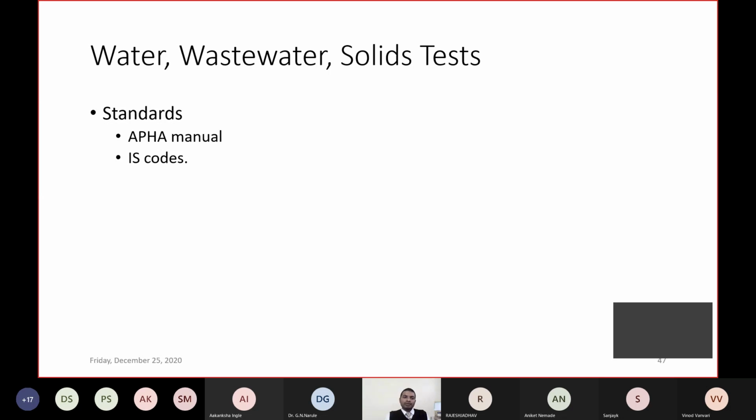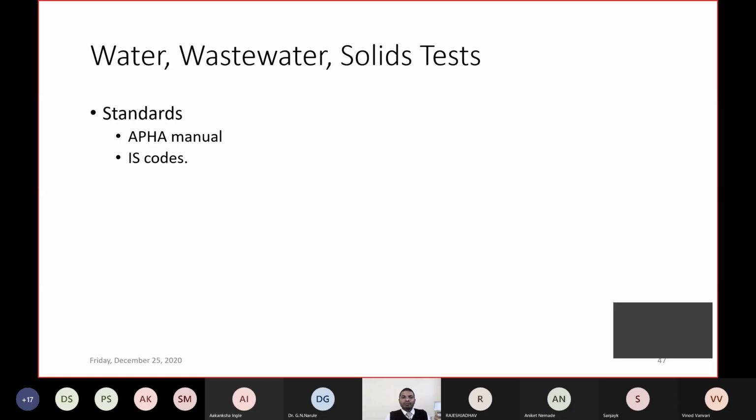Then the confidence over the result through triplicates or duplicates of the sample collected at the same time and location. Then precision: at what precise level we are taking the sample and analyzing the sample. Then quality assessment and the errors which are produced in the test. We must justify these in our water, wastewater, and solid tests.